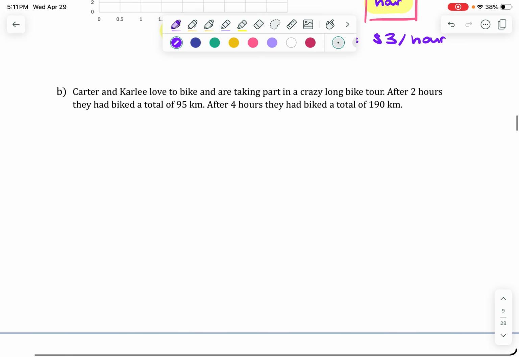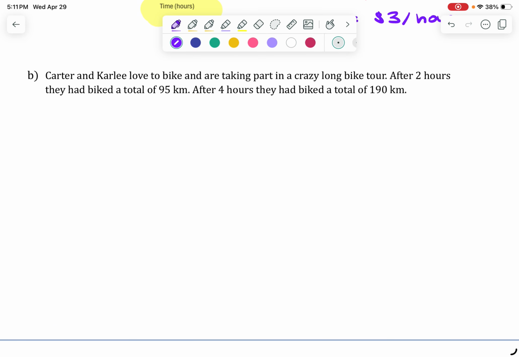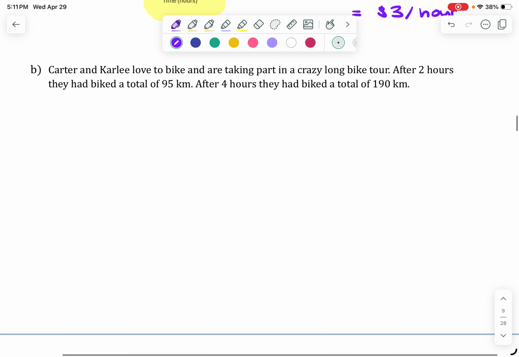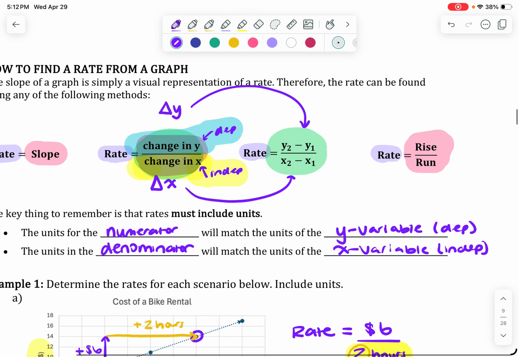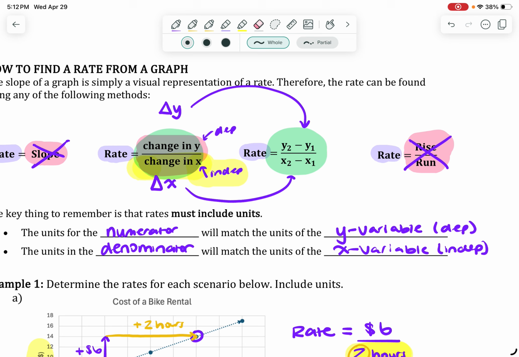Okay. Next, we have Carter and Carly. They love to bike, and they're taking part in a crazy long bike tour. After 2 hours, they've biked a total of 95 kilometers. After 4 hours, they've biked a total of 190 kilometers. Okay, this is not a graph. Now, a graph, like we've done above, is easy to read for identifying the slope. You've practiced identifying the slope forever. However, this does not have a visual slope. So I am going to use kind of these middle two strategies here to figure out my life.